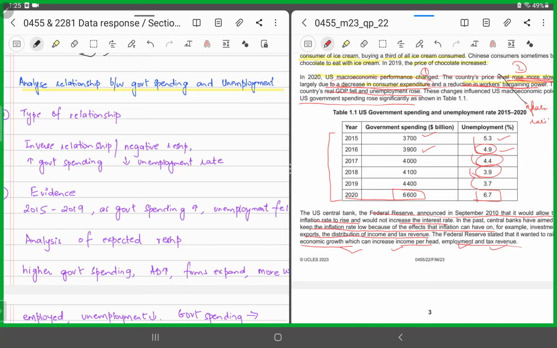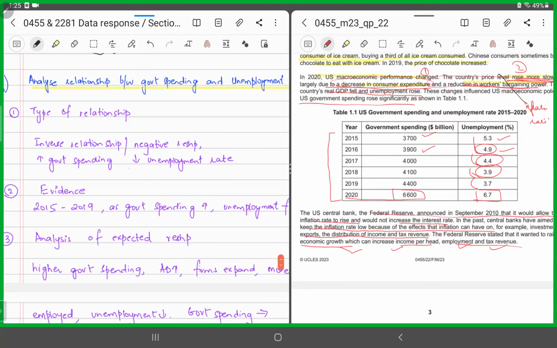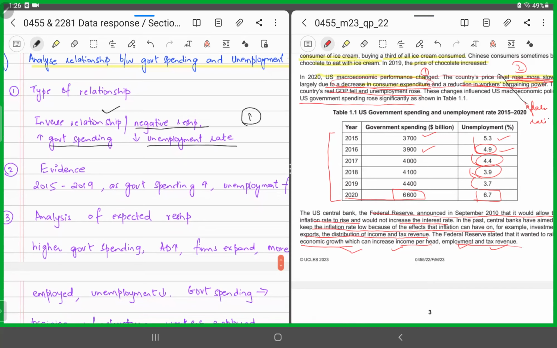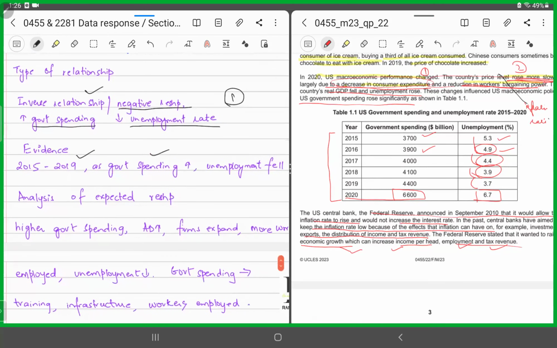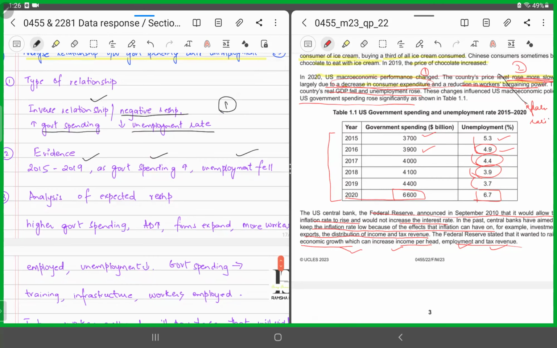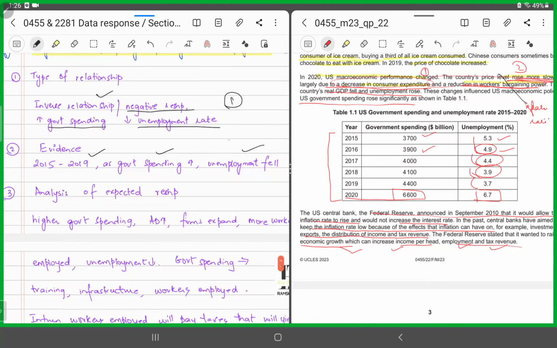So the first thing you need to say is that there exists an inverse relationship or a negative relationship. Or you could say that as the government spending kept on increasing, there was a fall in the unemployment rate. Once you've said that, the first mark will be awarded to you. Then you'll go about giving the evidence. How? You'll say from 2015 to 2019, as the government spending kept on increasing, the percentage of unemployment fell. Again, 1 mark would be awarded to you. Then you'll give an analysis of this relationship.